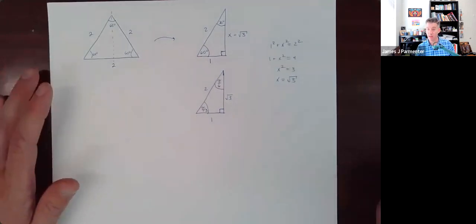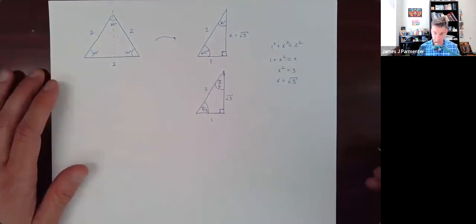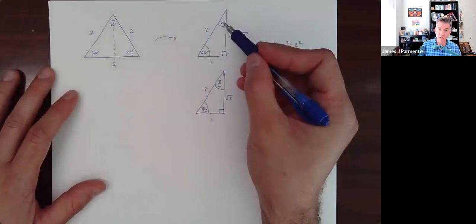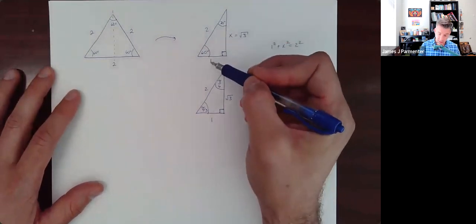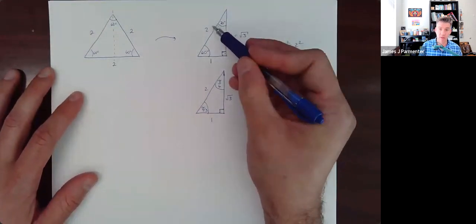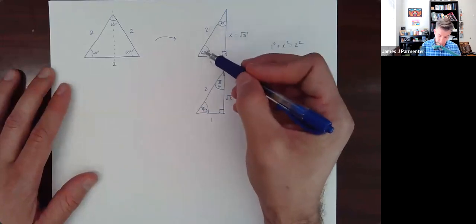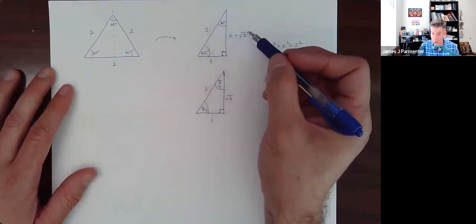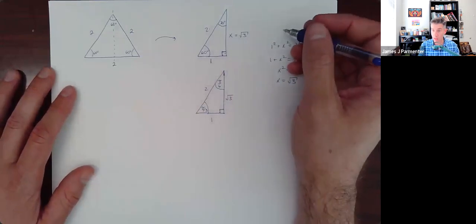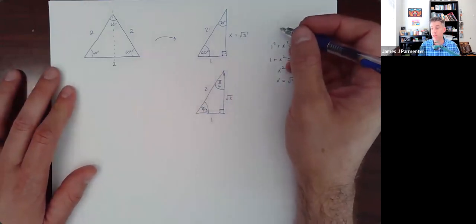The way I always kind of think about this triangle, and actually all triangles, is that the smallest angle is opposite the smallest side, the largest angle is opposite the largest side, and the medium angle is opposite the medium side. And root 3 is the medium side here because root 3 is between 1 and 2. It's approximately 1.73.